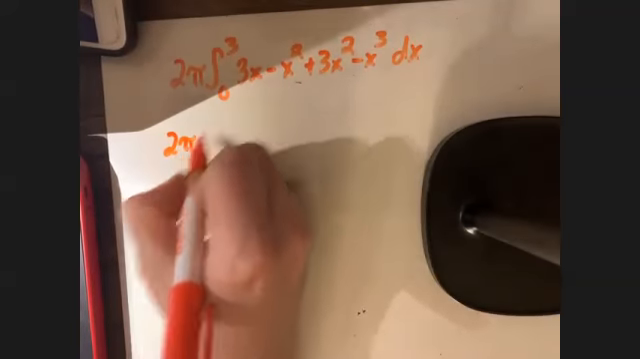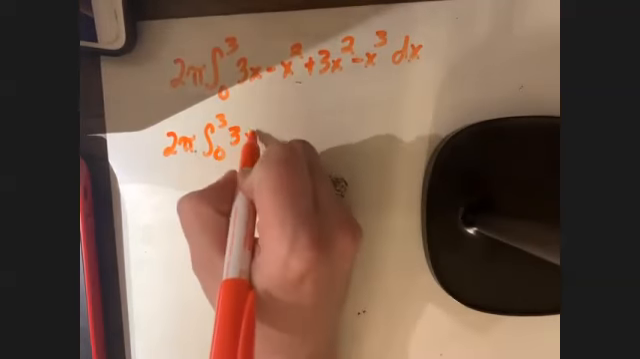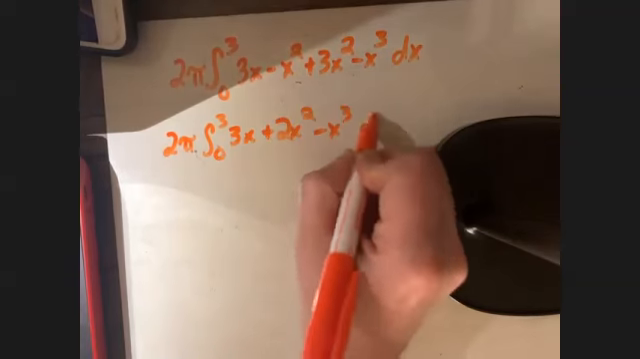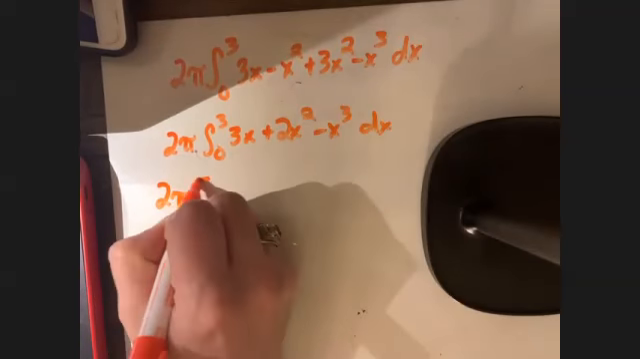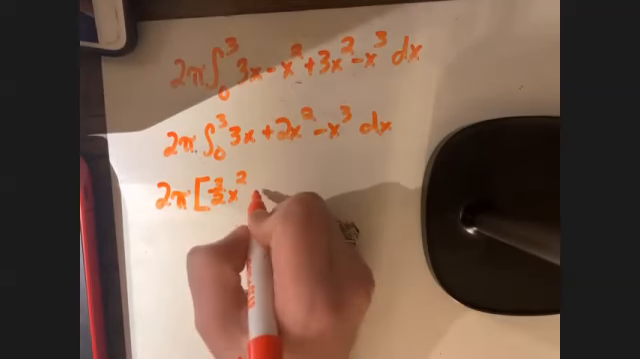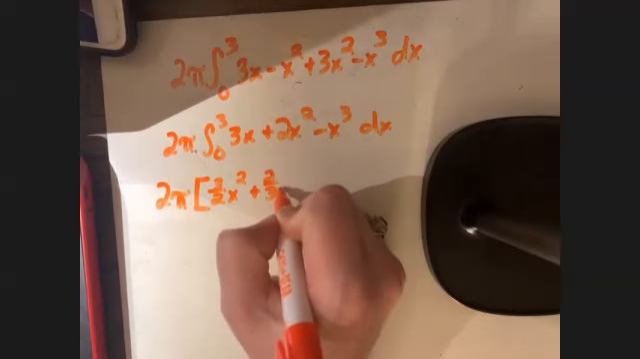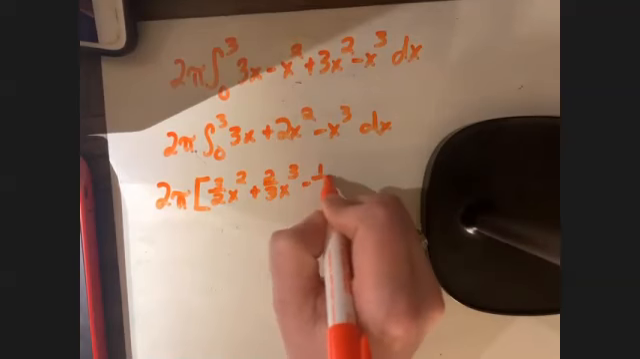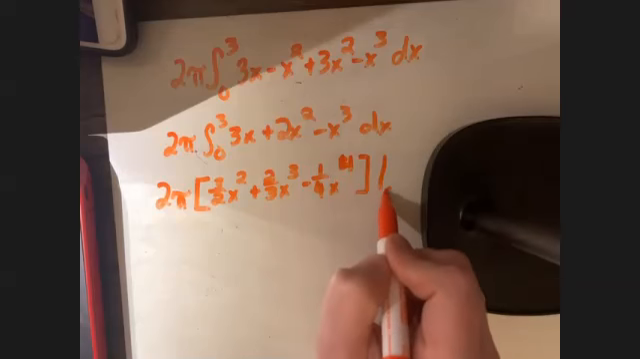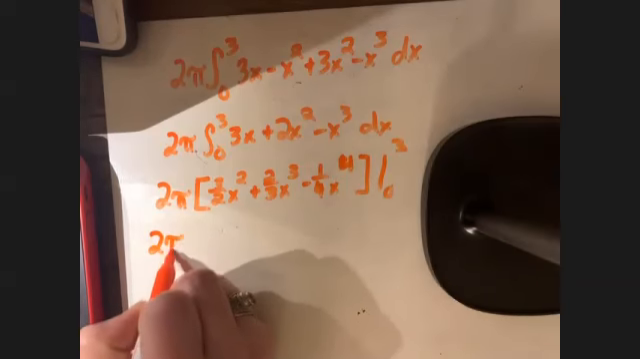So we've got 2 pi integral from 0 to 3 of 3x plus 2x squared minus x cubed dx. So sending that back up, it's going to be 3 halves x squared plus 2/3 x cubed minus 1/4 x to the 4th, and that's going to be evaluated from 0 to 3. Now, if I plug in 0, I'm going to get 0 all the way through. So we've got 2 pi.